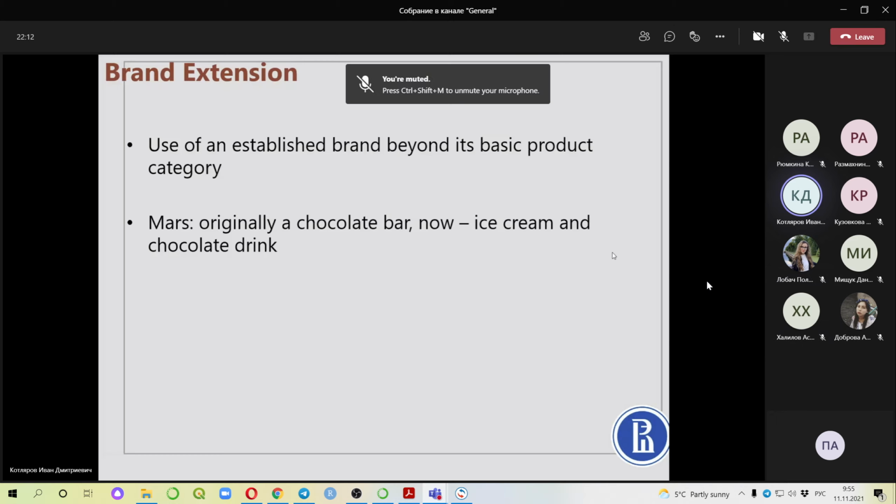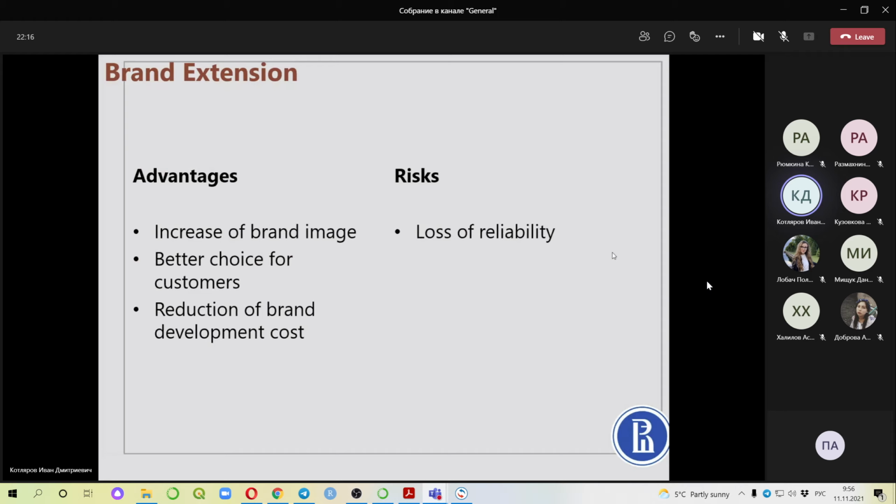Okay, so let's continue. What are the advantages of a brand extension? In this case, you can develop your brand image. If you use your brand beyond its basic product category, it means that you are able to extend its target audience. You can make your brand more popular and more recognizable on the market. And obviously, you can increase its image, and it would help to make your company more recognizable, more noticeable on the market.